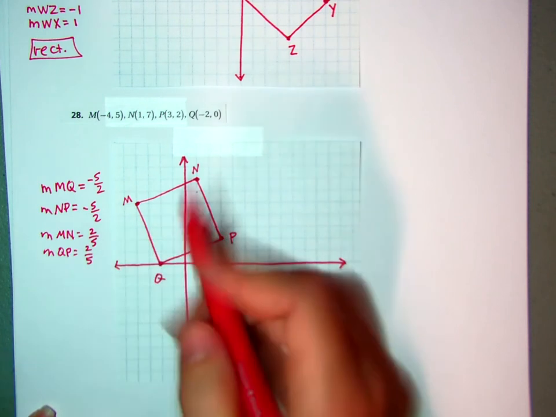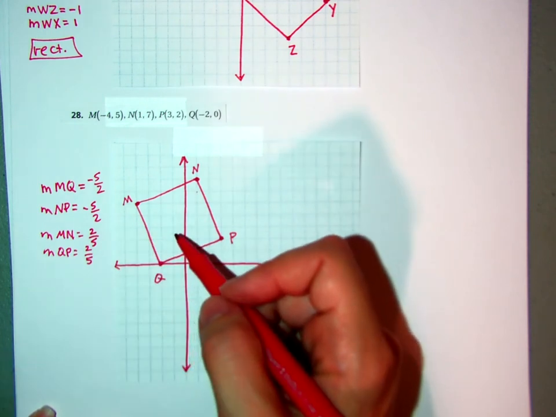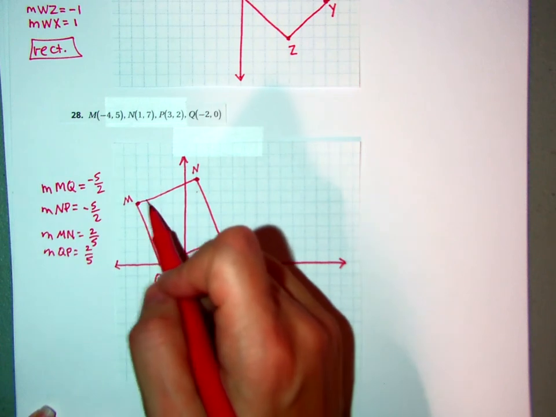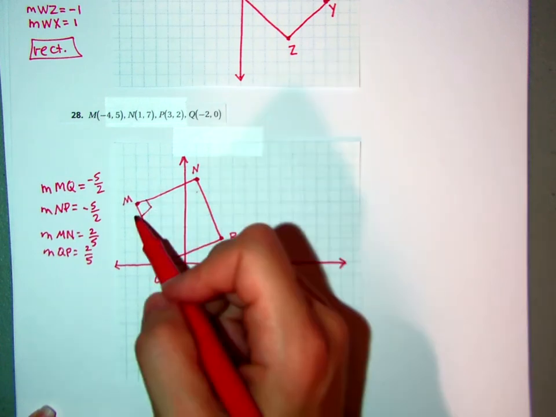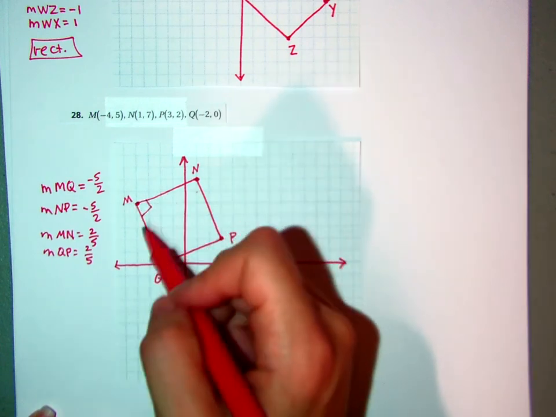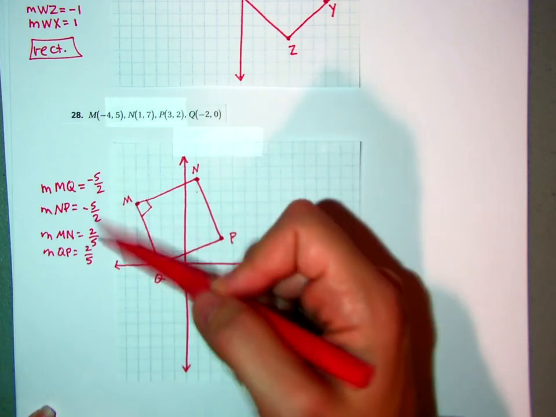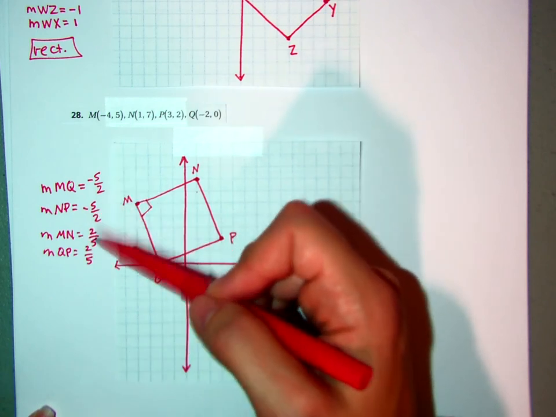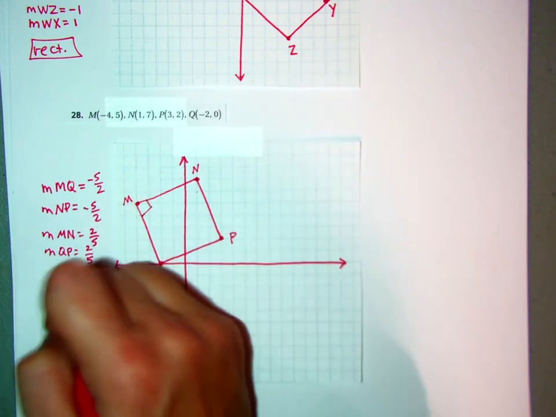And then the next thing we want to check is what kind. Well, if this is going to be a rectangle, then we would need a right angle, say like right here. And to do that, you want to just check the slopes to see if they're opposite reciprocal. If you look at these, this is opposite in value, this one's negative, this one's positive, and they are reciprocals. So we do have a rectangle.